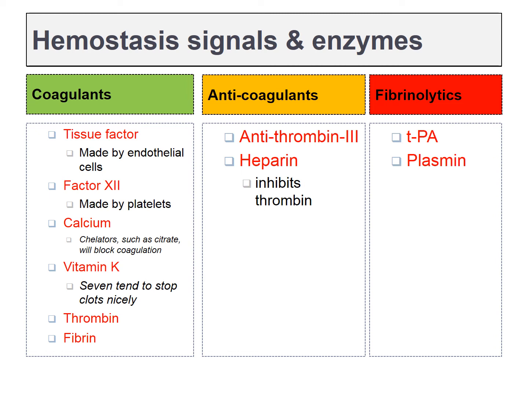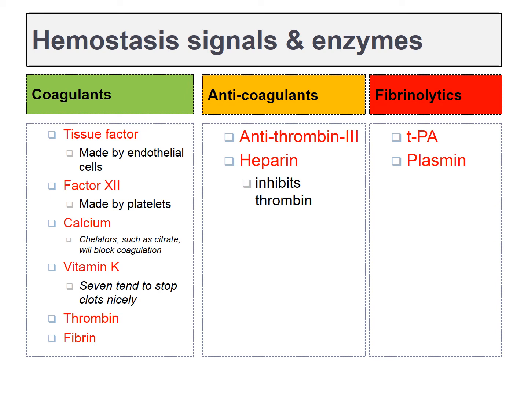To summarize, we covered the coagulation cascade, and anything in that cascade is considered a coagulant, including the intrinsic and extrinsic factors, any of those other factors that had Roman numerals, some of the cofactors like calcium and vitamin K, and then the last two, which I am going to require you to know on the test, thrombin and fibrin.